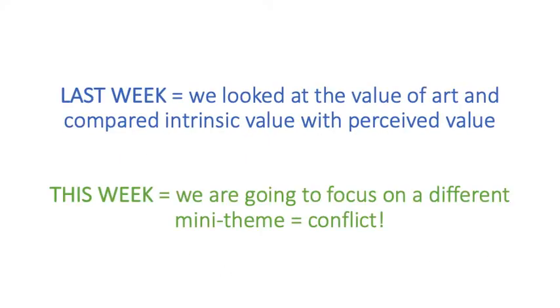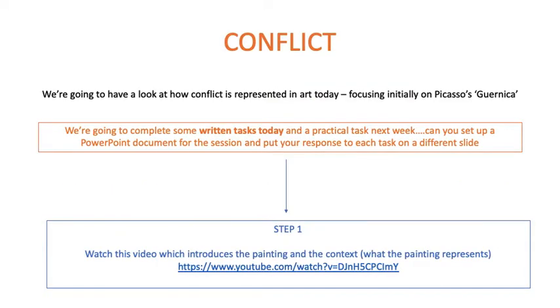So last week we looked at value. You produced a piece of written work where you were talking about intrinsic value and perceived value, and you were looking at the Tom Dixon Great Chair Grab. This week we're going to focus on a different mini theme. We're going to look at conflict and how one particular artist has explored that. So we're going to have a look at Picasso's Guernica, and you're going to need to produce a template to work in today. So in the orange box on the screen, you need to produce a PowerPoint document so that you can do a slide for each of the mini written tasks, and then you'll submit that today.